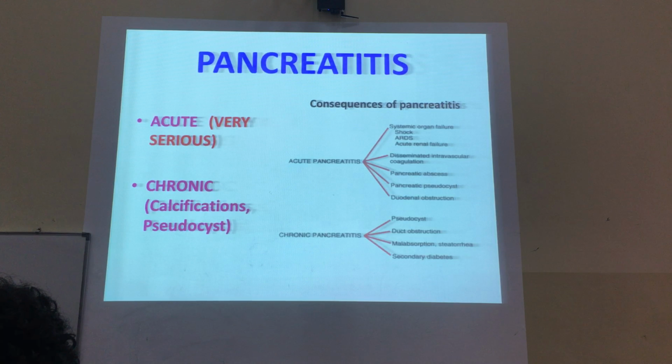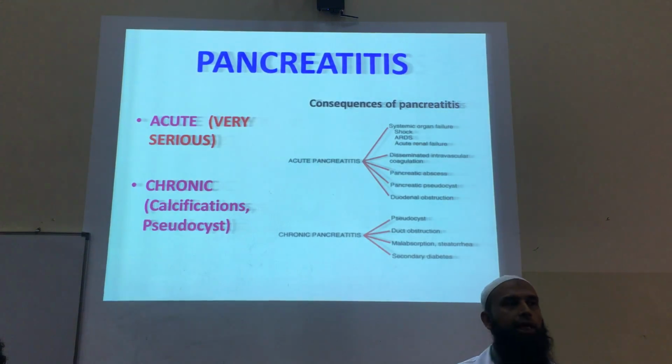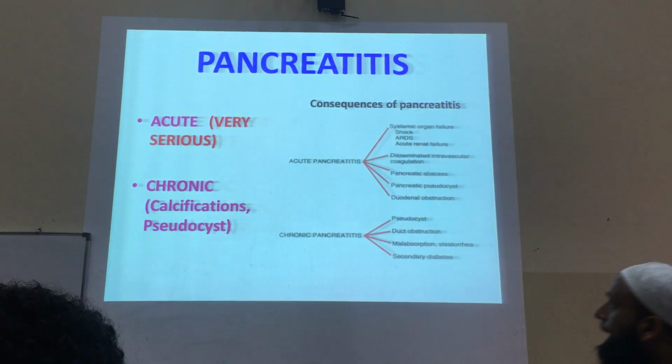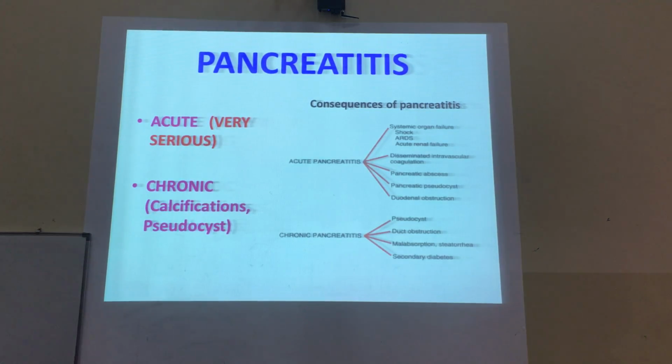So pancreatitis, the first inflammatory pathology, very, very common, is pancreatitis. It could be acute and chronic based on the duration. Acute pancreatitis is a very, very severe condition. Rather, it is one of the very severe medical emergencies. A lot of people, young people even, can die without any complication, without any significant diseases, just because of pancreatitis.